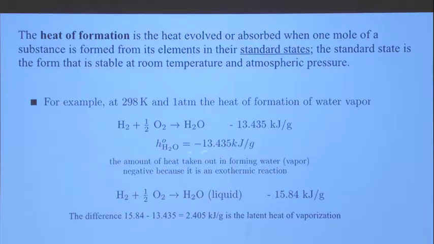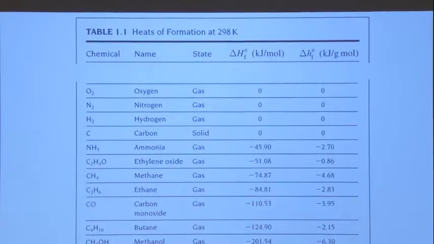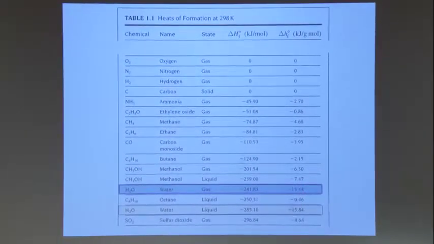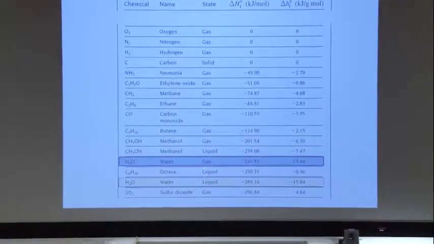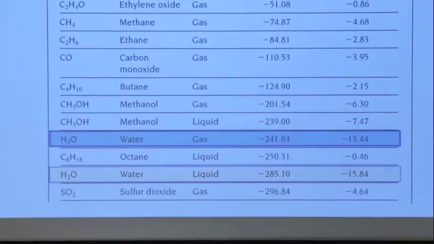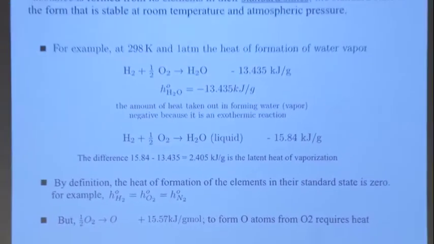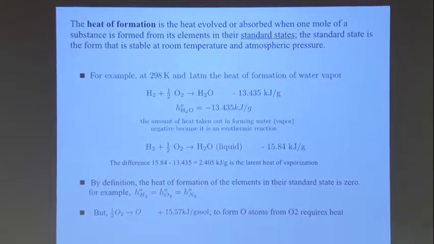By the way, if you look at tables, you will see sometimes this value, but sometimes a slightly higher value. And the difference is whether you're talking about the heat of formation of water in gas form or liquid form, and the difference between the two must be the latent heat of vaporization, clearly. So here is a table taken from Glassman's book, and you see the 13.44 or the 15.84, and it's indicated if it's gas or liquid.